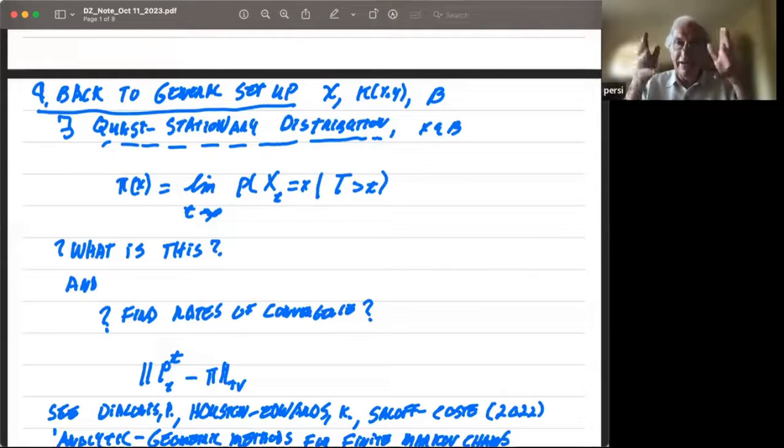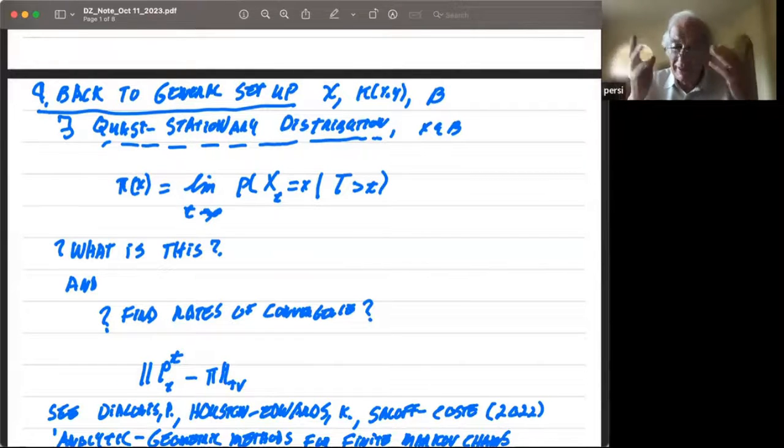And let me first say it in words and then say it in symbols. So suppose I have an absorbing Markov chain, as I do. That is, this chain wiggles around, and when it gets outside of B, it stops. Okay. The quasi-stationary distribution is this. Suppose the chain has been run for a long time and it hasn't been absorbed. Where is it likely to be?